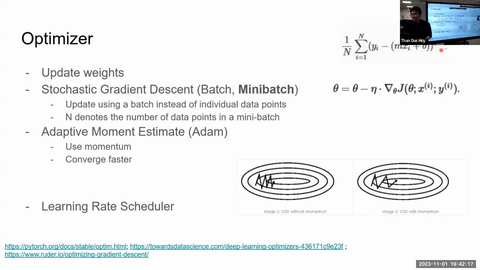So up here, you can see the cost function. Yeah, the cost function. So you also average them out across the batch N. So those are the vanilla gradient descent, right?